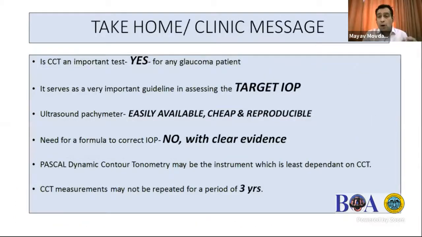So my take-home, or take-clinic, message is: what I heard last week, is CCT an important test? Yes, for any and every patient. It serves as a very important guideline in assessing target IOP. Ultrasound pachymeter is easily available, cheap, reproducible. No need to correct IOP with any formula, and there's clear evidence for that. The Pascal's DCT may be the instrument which is least dependent on central corneal thickness, and we need not repeat CCT if taken correctly for at least a period of 3 years.